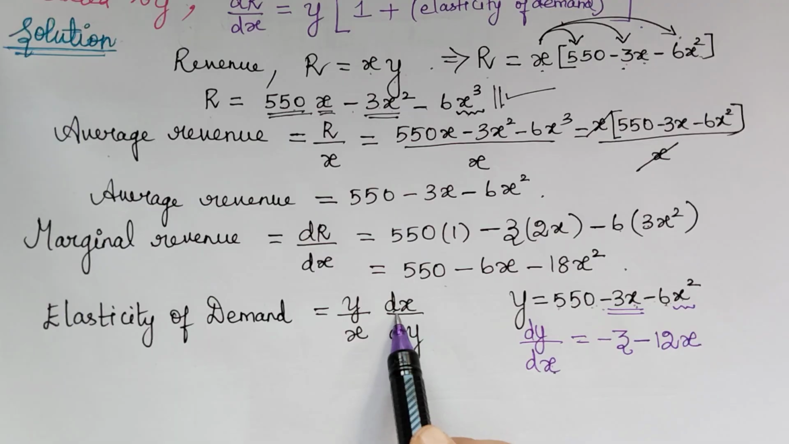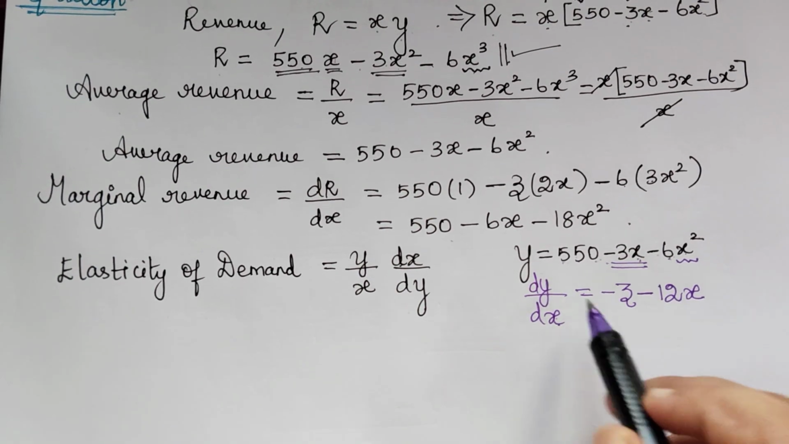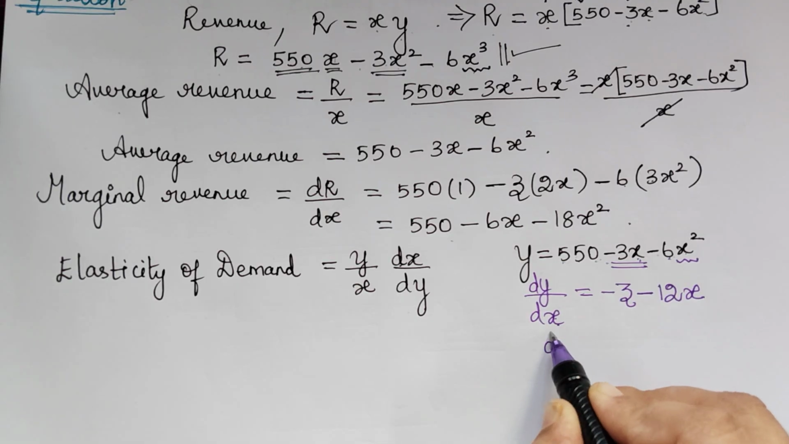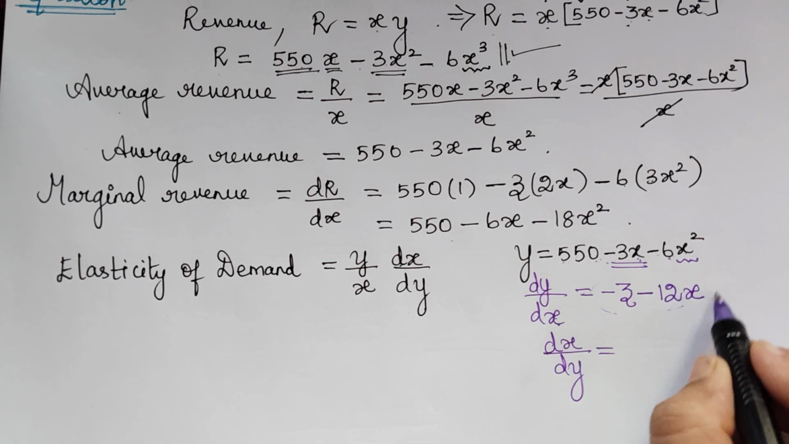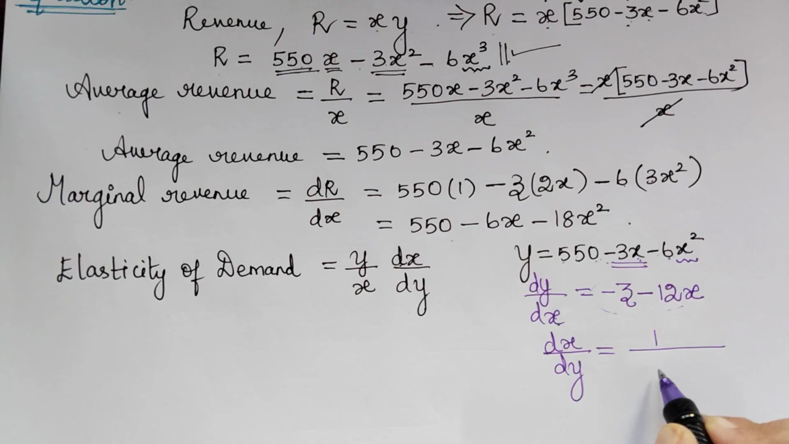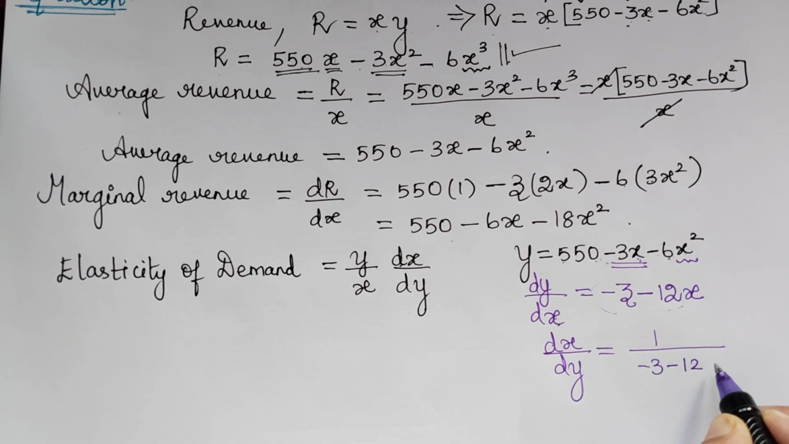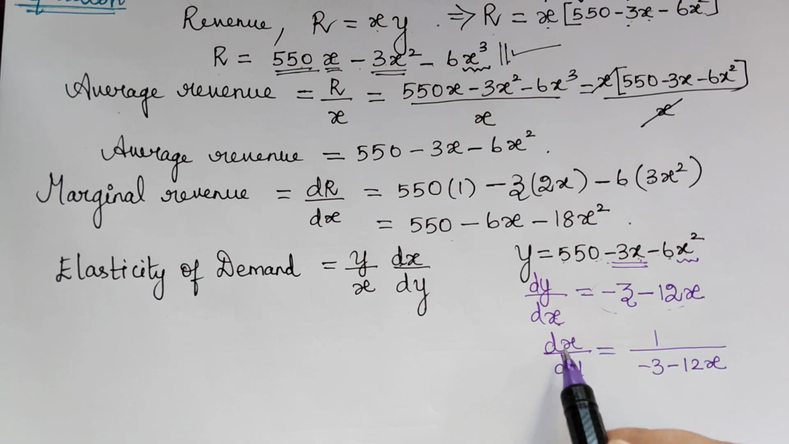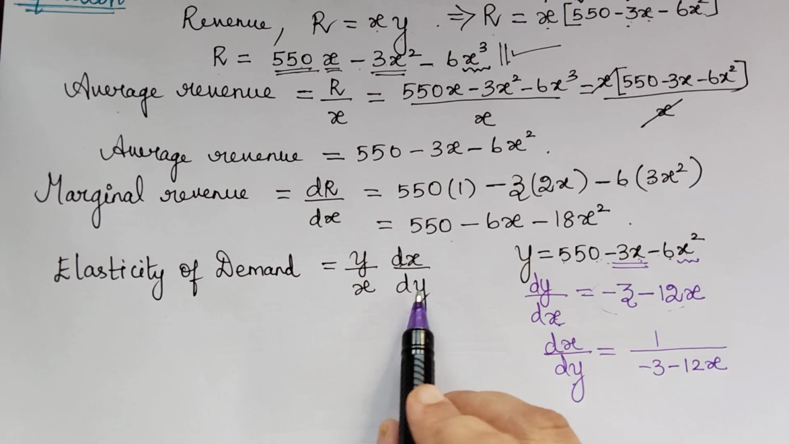But actually what we need here, we need dx by dy. So we have to rewrite this. So dy by dx has to be written as dx by dy, which will be the reciprocal of this term. So 1 by minus 3 minus 12x. So this is dx by dy. Now this has to be substituted here.